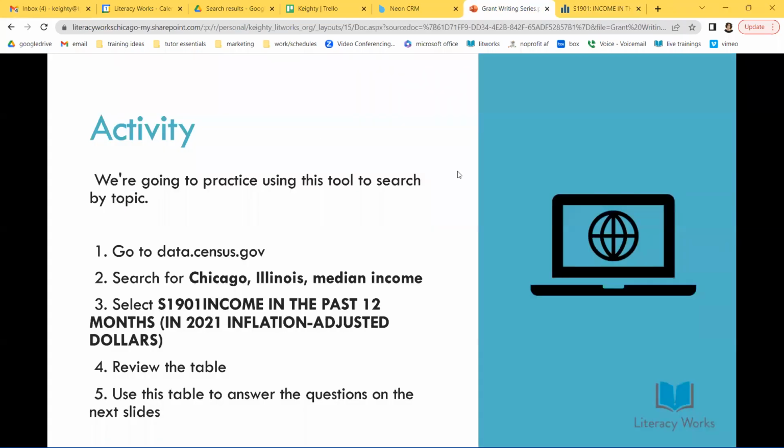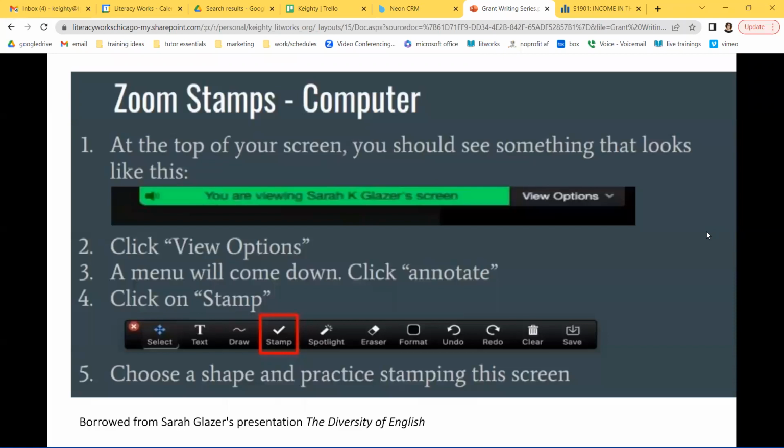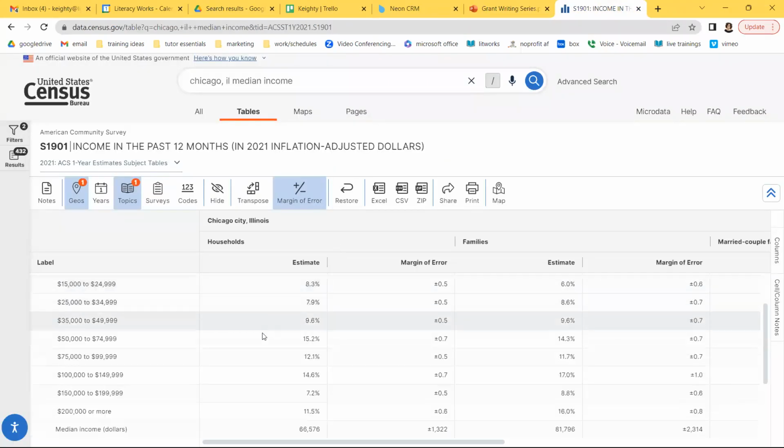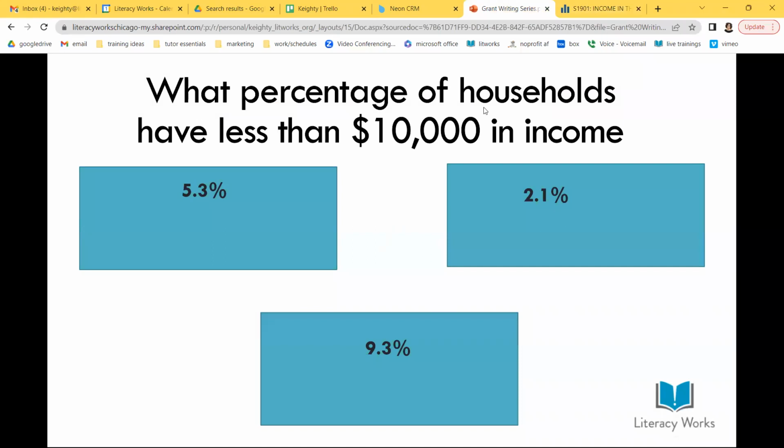So I'd like the activity to be, and I see some people can't participate, that's okay. No stress there. If you're able to participate in the annotations, great. If you are not, that's okay. But what I want you to do is look at the graph, the table, and answer the question: what percentage of households have less than $10,000 in income? If you know how to use annotations, go for it. If you don't, you can put your answer in the chat.